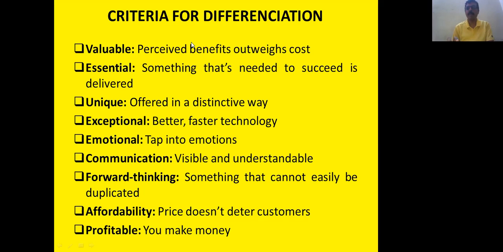Emotional, they must be able to catch the sentiments of the people. Kellogg's caught the sentiments of working women, and Kinder Joy caught the sentiments of children. Communication, they must be easily communicated to the targeted audience. They must reach the targeted audience at least cost. Forward thinking. These differentiators must not try to exist for a short period, but they must plan to exist for a longer period of time. Affordability. The price must be very, very low and affordable.